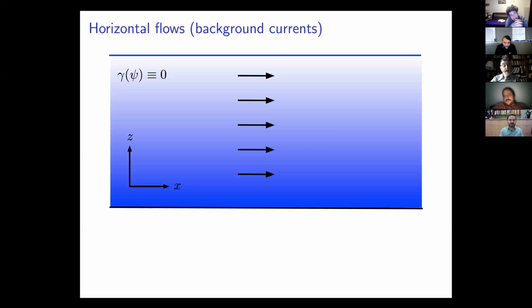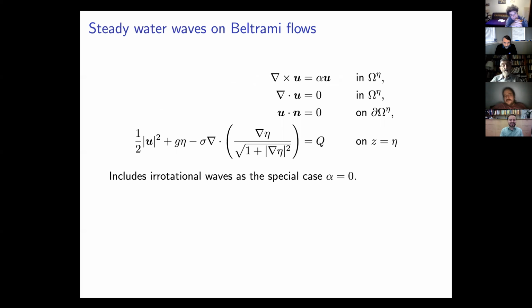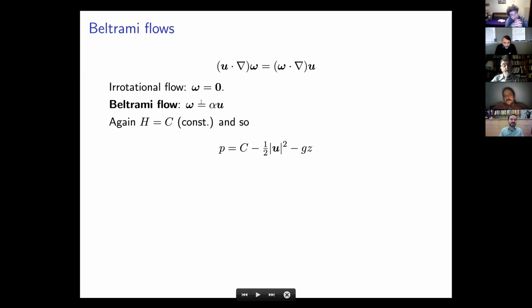Okay, so maybe I'll skip this. Okay, so this is the Beltrami case, vorticity being a constant multiple of u. You could also make this a variable multiple, but yeah.